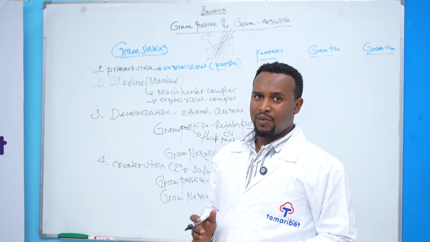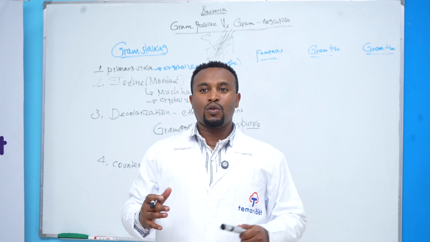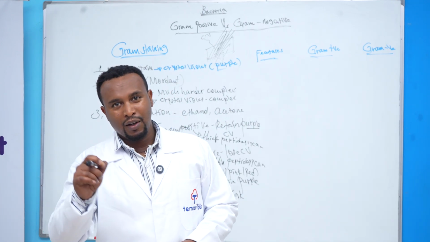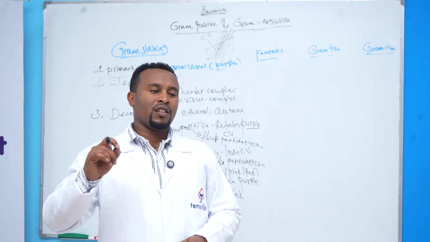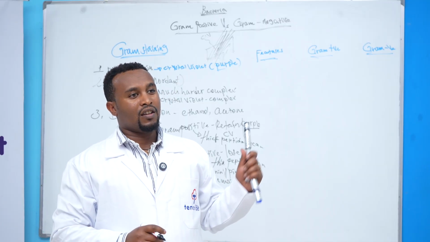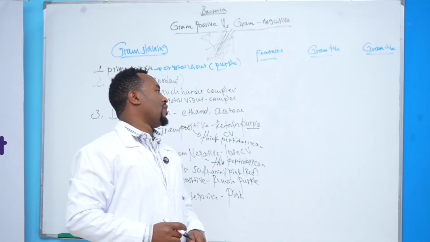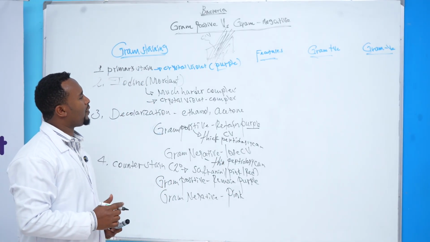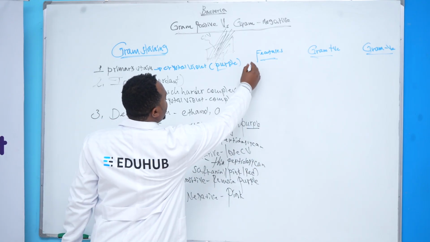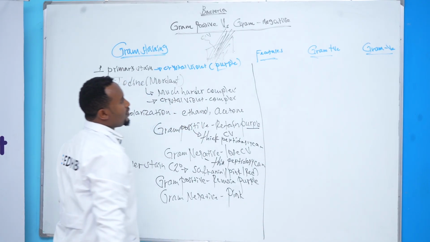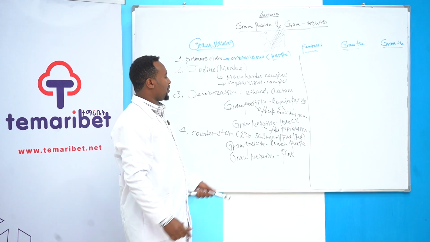The cellular structure is basically important because the gram negative bacteria have a thin peptidoglycan. They lose the crystal violet easily, and the gram positive bacteria have a thick peptidoglycan and they retain the crystal violet. So let's identify the difference between gram positive and gram negative.